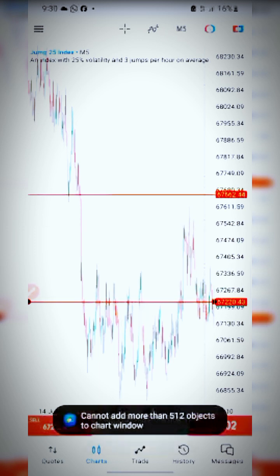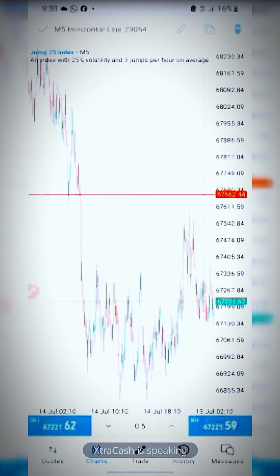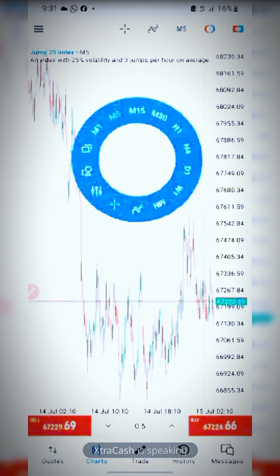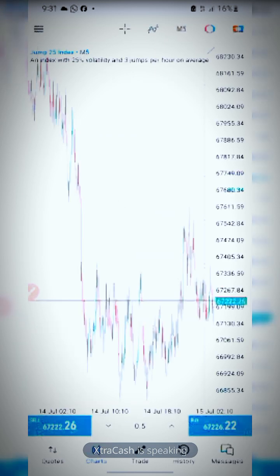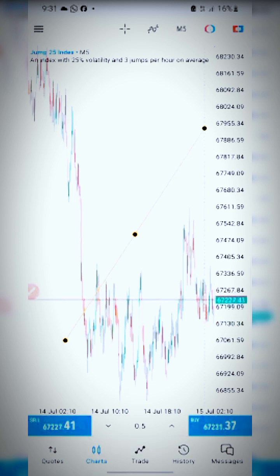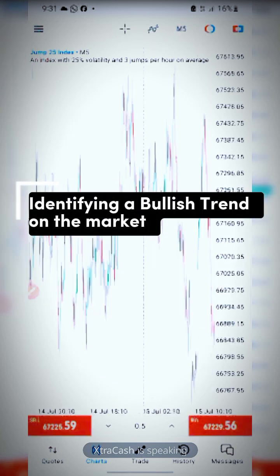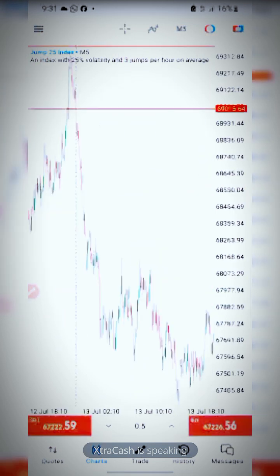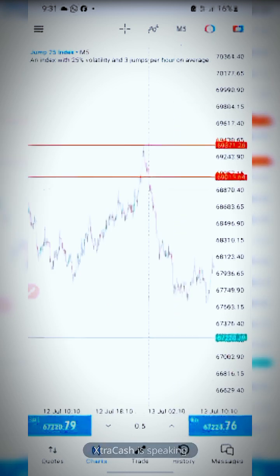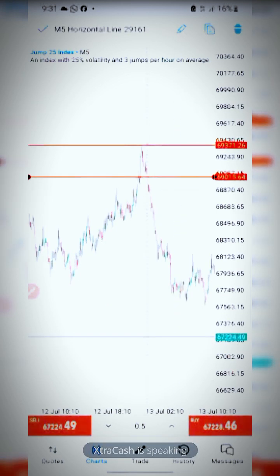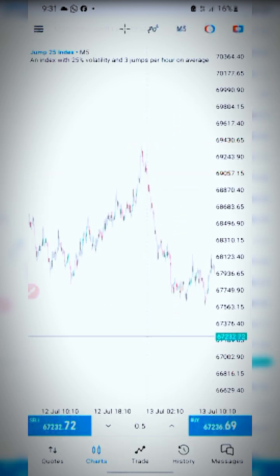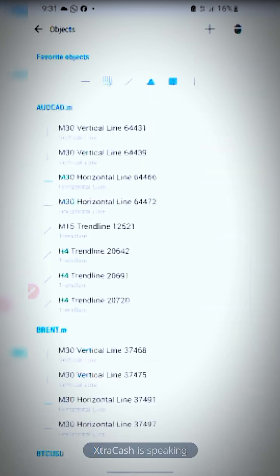Let me remove all these horizontal lines. Anywhere you touch on the screen, it will follow you. Just touch, drag it, it will follow you. Okay? That's for a bullish direction. So let's try to identify a bullish trend on the market. Let's use from here to here.